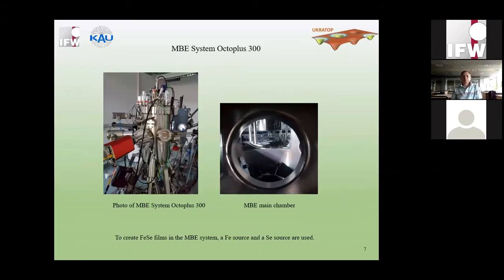To create iron selenide films, I use an MBE system, Omicron, Plus 300. You can see the photo of this system and the photo of the main chamber. This system has a high-temperature effusion cell for evaporating iron and a valved selenium source to evaporate selenium. Also, the device has RHEED to control the surface state of the sample.